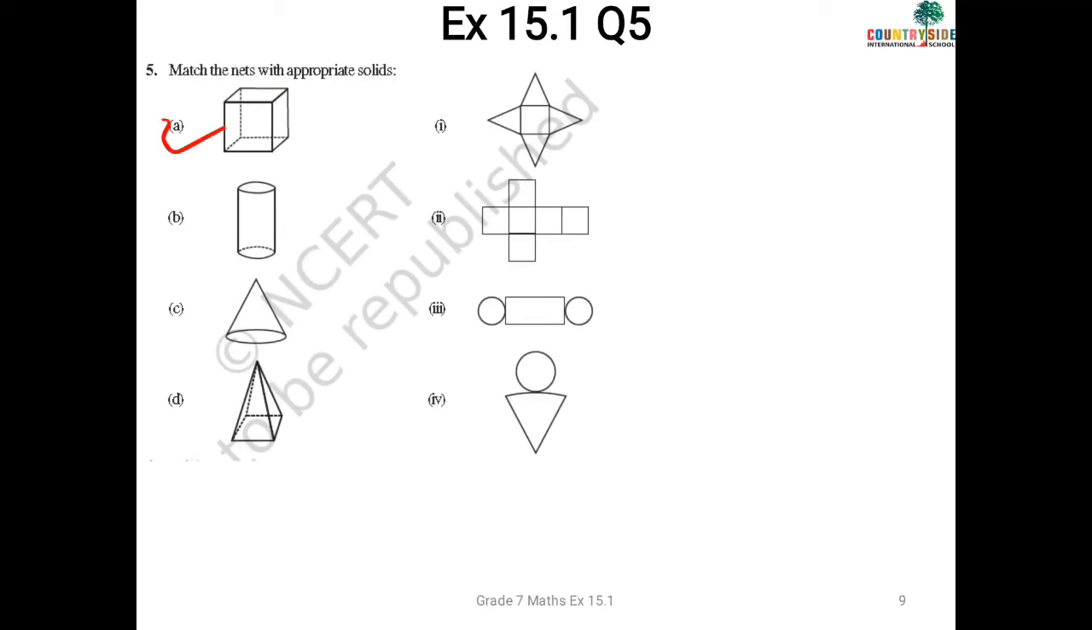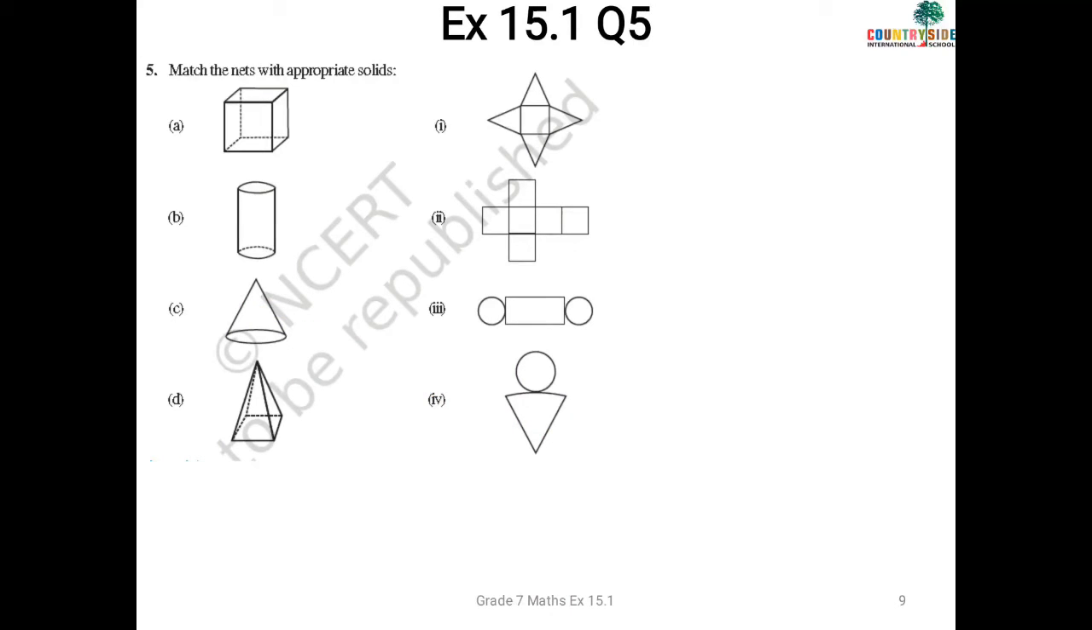So the first one is the cube. When you unfold the cube, it will look like this one. So for the first, our answer is second. Now for the B part, it is a cylinder. So when you open the cylinder, it will look like this. Okay, now for the C part, that is the cone shape. So where is the cone shape? Yes, here is the cone shape. So for the C, your answer is 4.